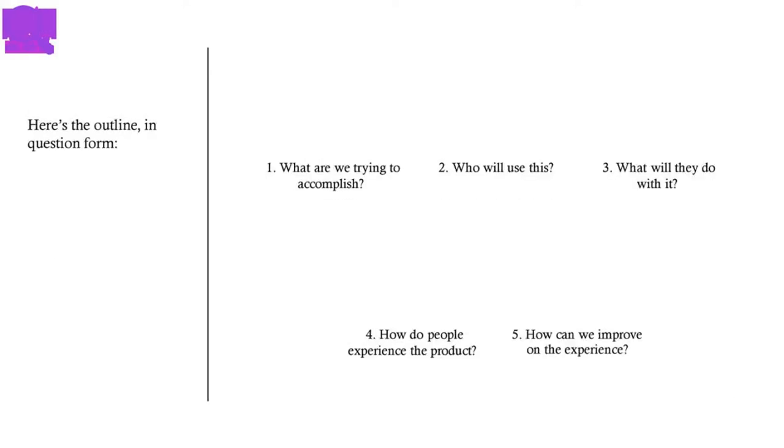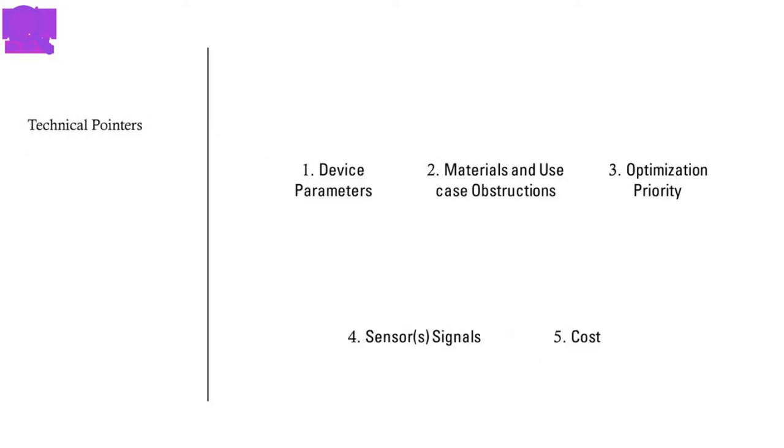As an outline, what do you make sure about when you're thinking about a project? It's basically what you're trying to accomplish, right? Who's going to use this, what will they do with it, how do people experience the product, and how can we improve the experience? These are some basic guidelines for you to follow when you're designing a product, or when you're thinking of a project.